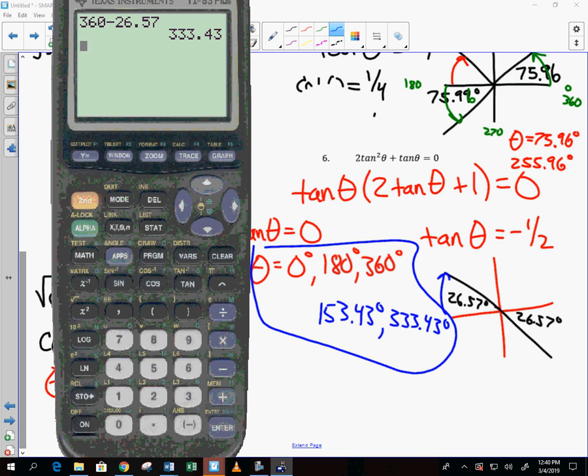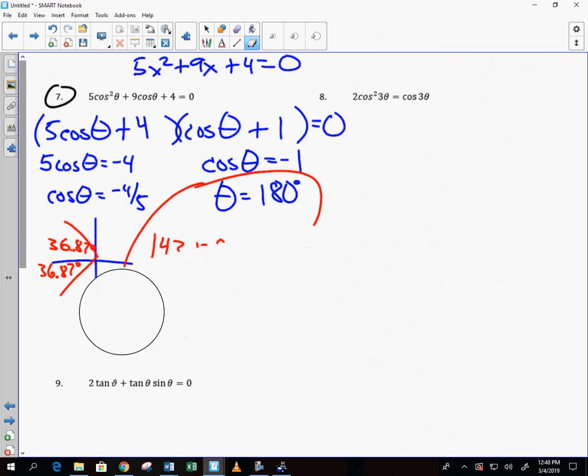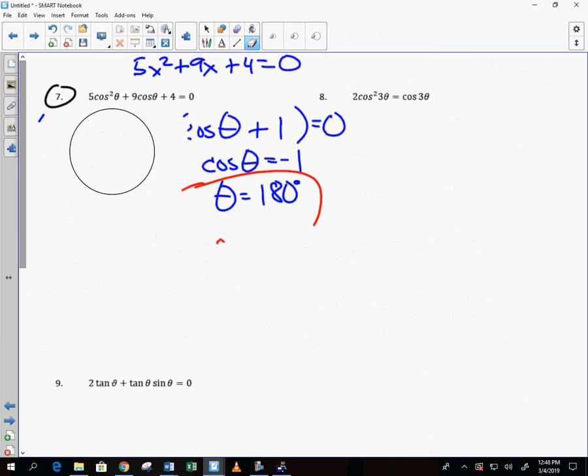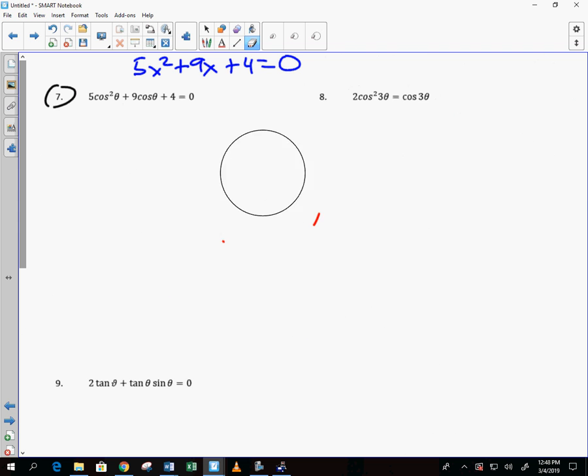Okay, what about problem number 7? There I've got a cosine squared, I've got a cosine, I've got a 4, a 9, a 5. Any thoughts? Okay, and that's a common thought. Let's say you have 5x squared plus 9x plus 4 equals 0. Some people will do that: 5x squared plus 9x is equal to negative 4, and then factor out the x and get 5x plus 9.